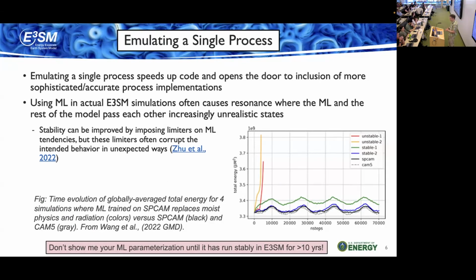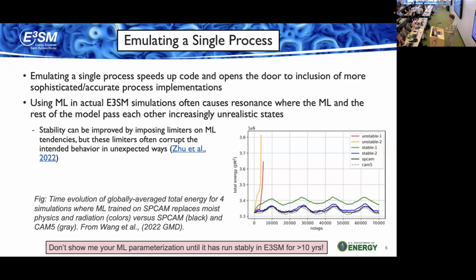So that's great. Something that you should be careful of when you go with this kind of approach is that usually it works great when you're doing the machine learning offline, right? So you're able to predict what the tendencies from that process is really well. But then a lot of times when you add this into your E3SM code and you run it, it runs great for a while and then it just blows up, right?